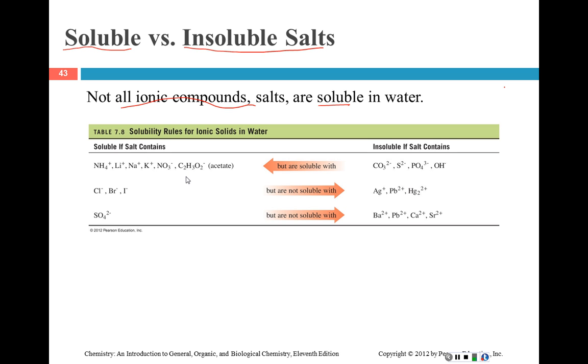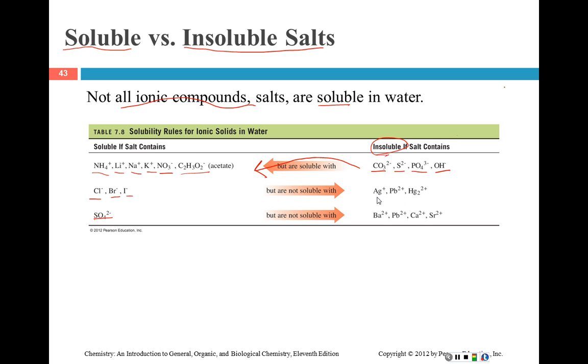Most everything is soluble if it has ammonia, lithium, sodium, potassium, nitrate, or acetate. A chloride, bromide, or iodide salt, or a sulfate, most all of those are going to be soluble. But carbonates, sulfides, phosphates, and hydroxides are insoluble unless they are combined with one of those that I just mentioned over here.